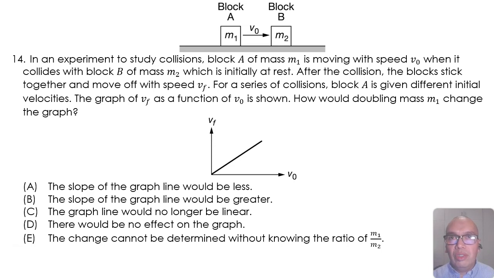For a series of collisions, block A is given different values of v0. The graph of vf as a function of v0 is shown. How would doubling mass m1 change the graph?